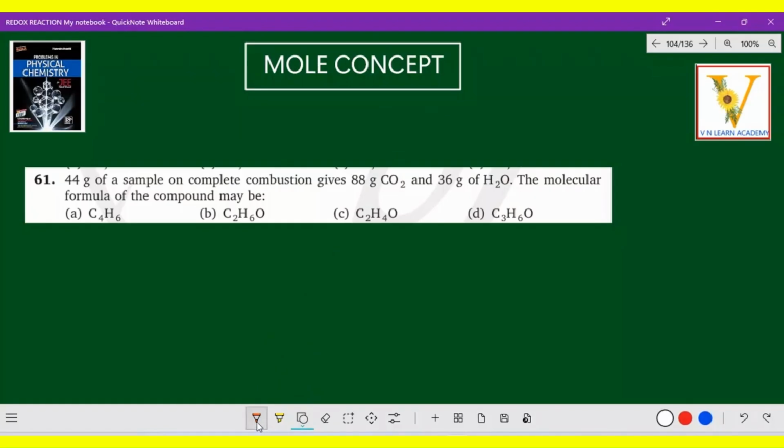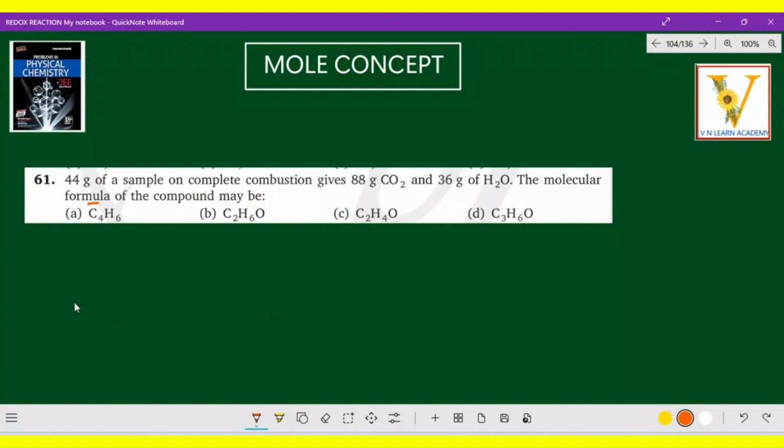Here, the first question: 44 gram of a sample on complete combustion gives 88 gram of carbon dioxide and 36 gram of water. The molecular formula of the compound may be. See, here we have to find out the molecular formula. First and foremost, we have to identify the number of moles of carbon, hydrogen and oxygen so that it will be easy for us to identify the molecular formula.